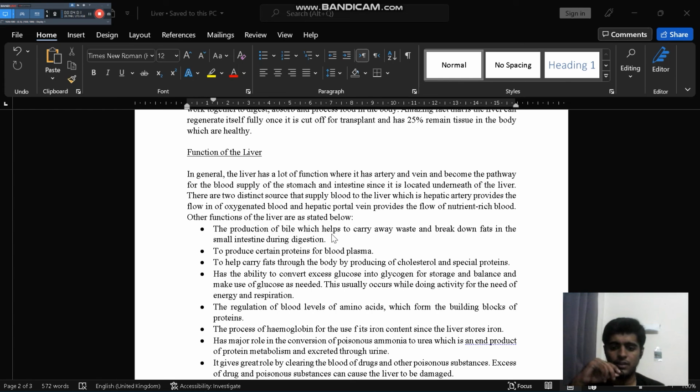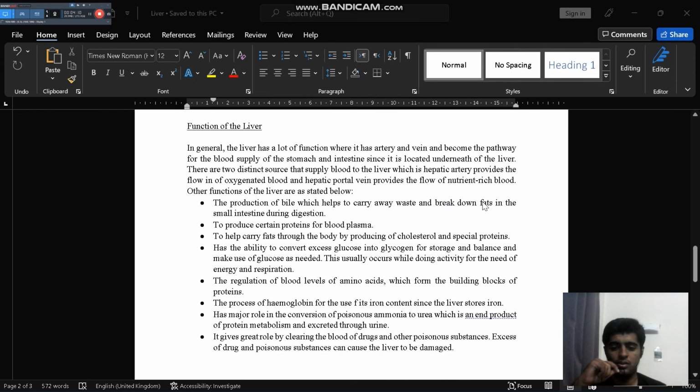The functions are the production of bile, which helps to carry away waste and break down fats in the small intestine during digestion; producing certain proteins for blood plasma; helping carry fats through the body by producing cholesterol and special proteins; and the ability to convert excess glucose into glycogen for storage and balance, and to make use of glucose as needed. This usually happens through activity, for the need of energy and respiration.